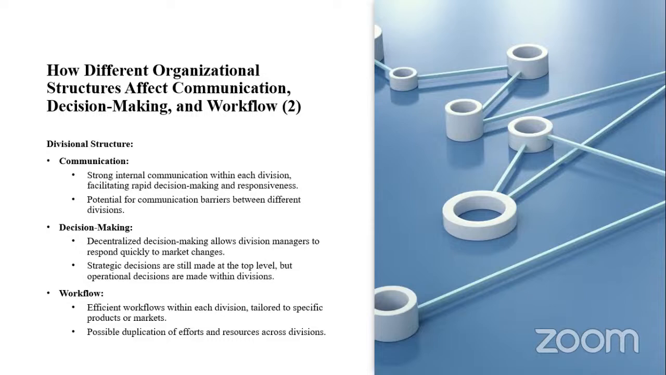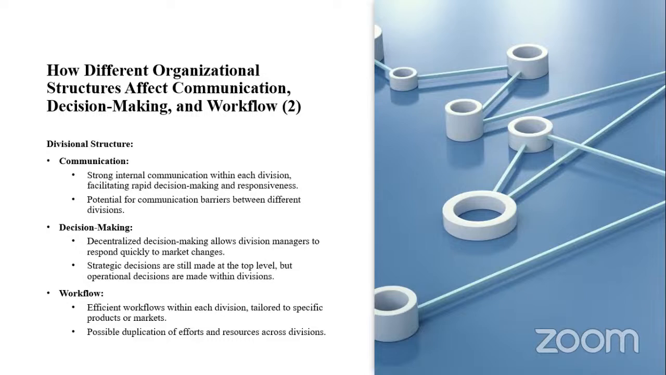Decision-making, there is decentralized decision-making. Remember, in the functional area, the decision-making is centralized. That means almost the whole power to make decisions lies with the functional manager. However, on the decision-making for the divisional areas, the power is distributed across the divisions. So the divisions can take their decisions, and that makes for decentralization. Strategic decisions are still made at the top level, but operational decisions are made within divisions.